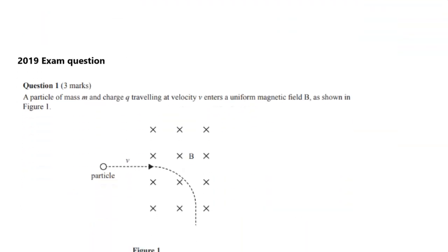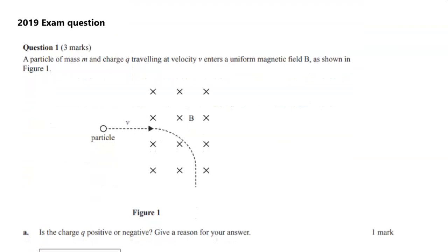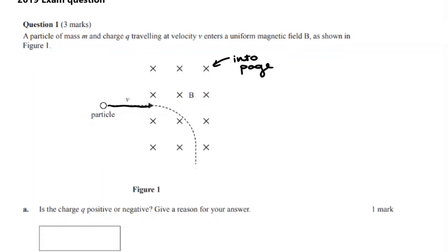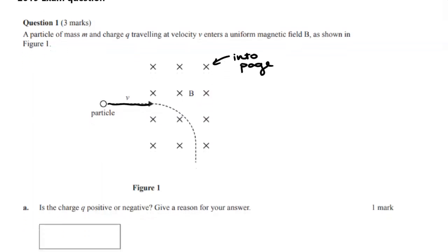Okay, another VCE exam question. We've got a 2019 one here. A particle of mass m and charge q is travelling at a velocity v that enters a uniform magnetic field B shown in the figure. These x's are saying that the field is into the page. We've got v travelling to the right. And it says, is the charge q positive or negative? Give a reason for your answer.